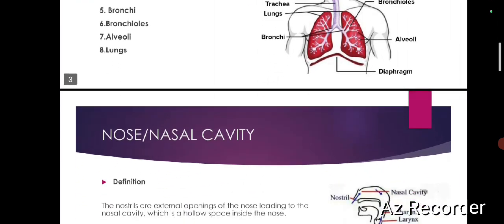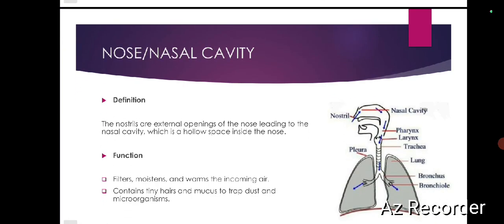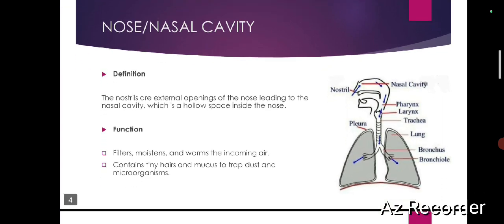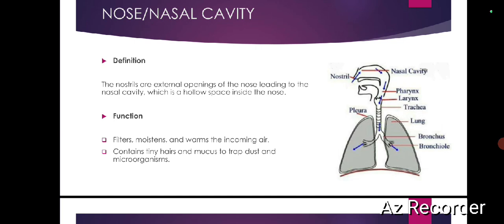Okay. The next one, nose and nasal cavity. The nostrils are the external opening of the nose leading to the nasal cavity, which is a hollow space inside the nose, which helps in filtering, moistening and warming the incoming air. It contains tiny hairs and mucus to trap dust and microorganisms.